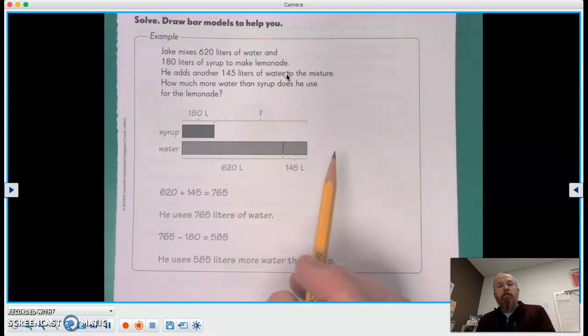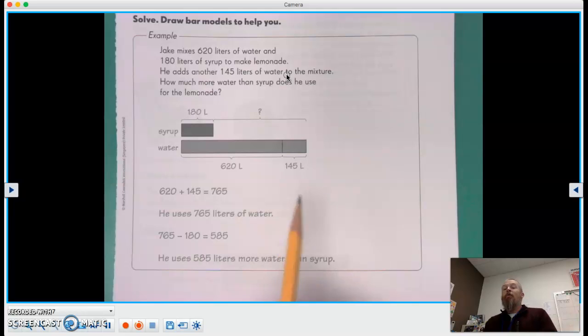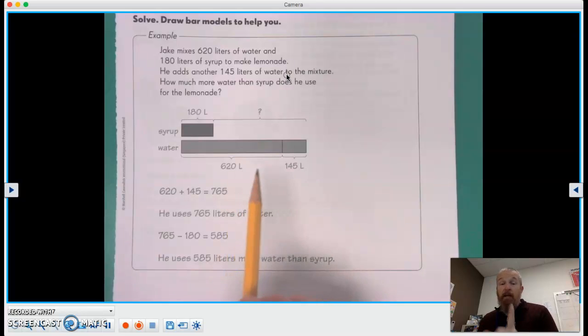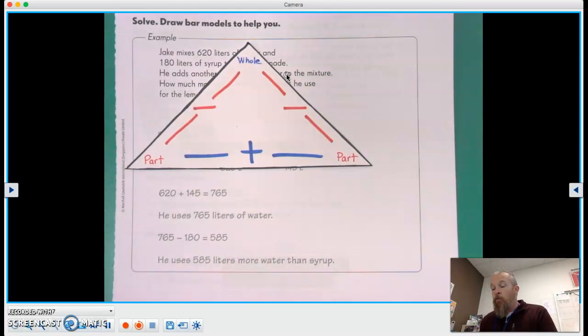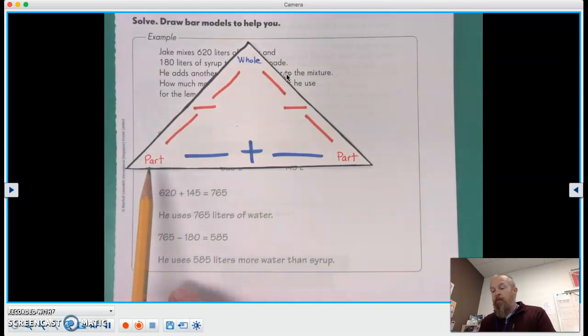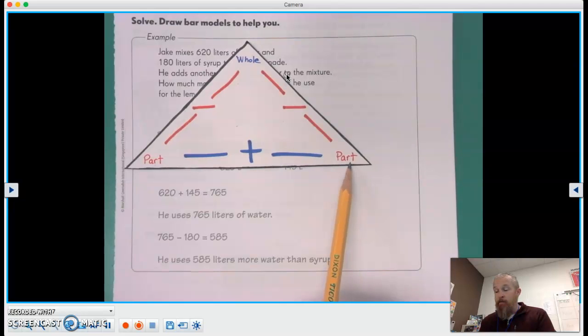So the question is not how much water did he use, though, correct? The question is how much more water than syrup does he use? So in order to answer that question, we need to see first how much water, okay? After we see how much water he has, then we can compare it to the syrup. So the first thing we need to do is figure out how much water there is. So we're going to use our part whole, and we have both parts this time. We know how much water he started with, and we know how much water he added, okay?